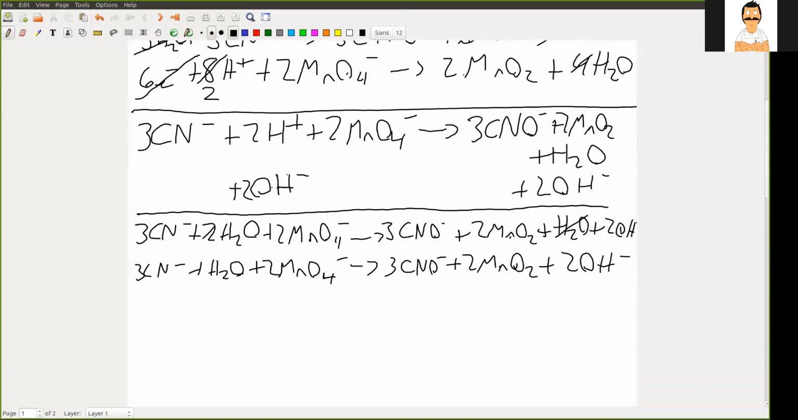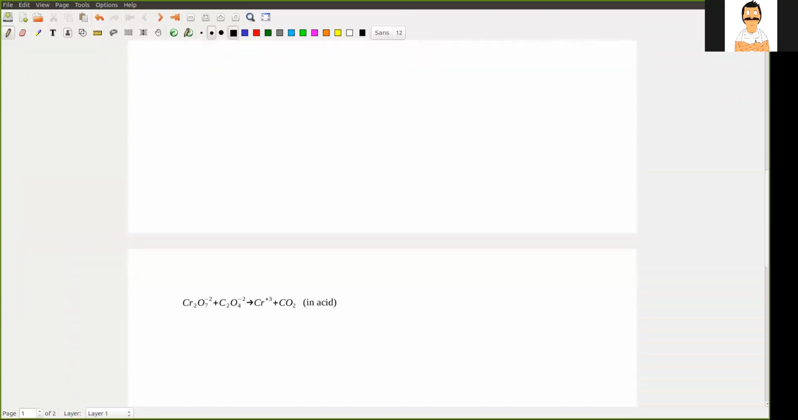Let's look at another problem, very similar, but instead we are looking at the problem in acid. So here we have our chromate and oxalate ions making chromium ion and carbon dioxide. So again, we're going to split up the reaction into two half reactions.